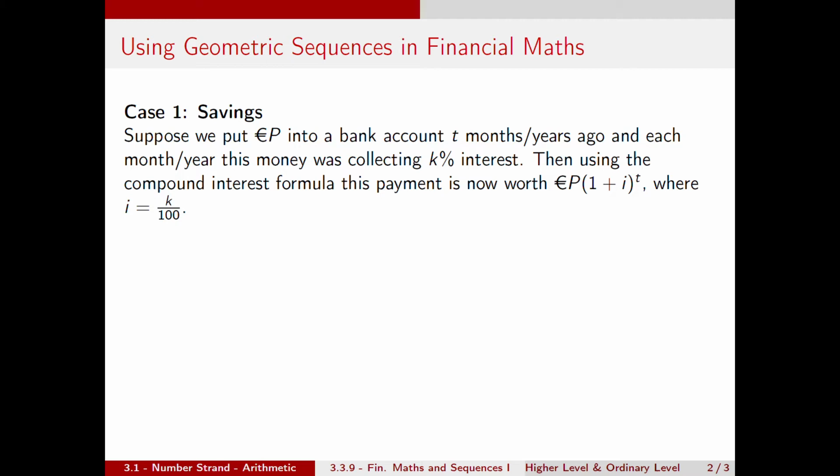So let's look at case 1, which in previous videos we will have seen, about putting money into a bank and leaving it there and just letting it appreciate or gain interest over time. So suppose we put P euro into a bank account T months or years ago, and each month or year or week, or whatever interest is measured, this money was collecting K% interest. Then using the compound interest formula, this payment is now worth P times (1 plus I) to the power of T euro, where I is equal to K over 100, where I is the decimal form of the percentage.